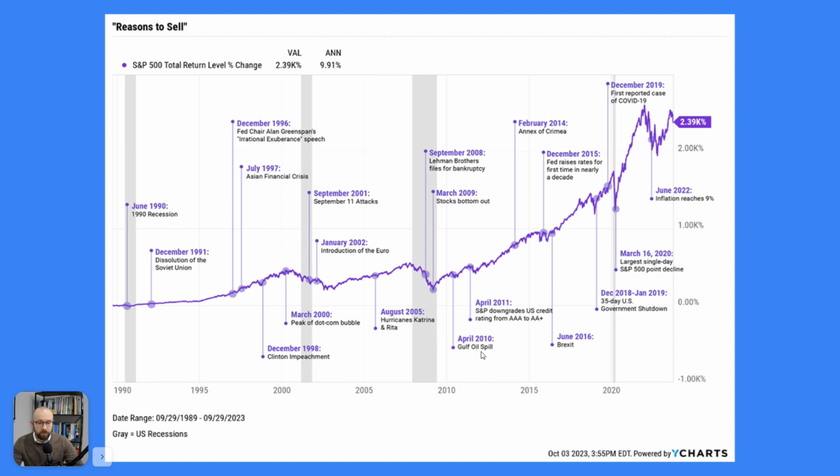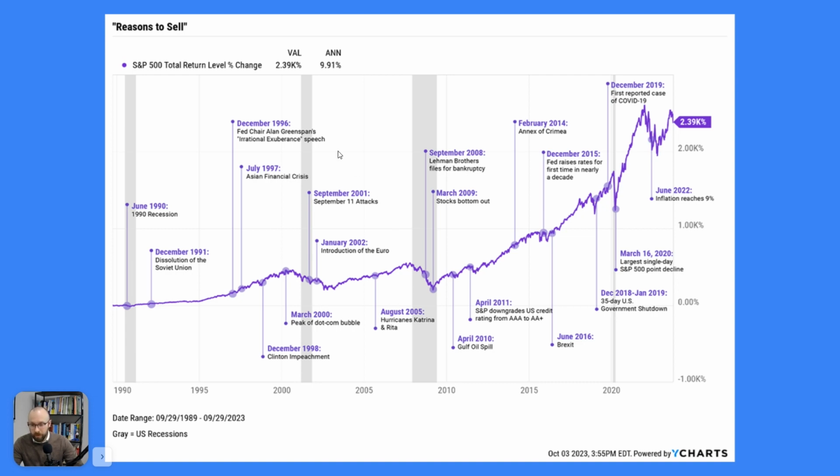You have the Gulf oil spill in 2010. So this one's interesting because this one happened, I believe, with Moody's. Actually, this last year, U.S. credit got downgraded from AAA to AA. At that point, you had Brexit, you had a government shutdown, you had trade war conversations, you had COVID, you had inflation reaching 9%. I mean, there are a lot of reasons that you could potentially talk yourself into selling.